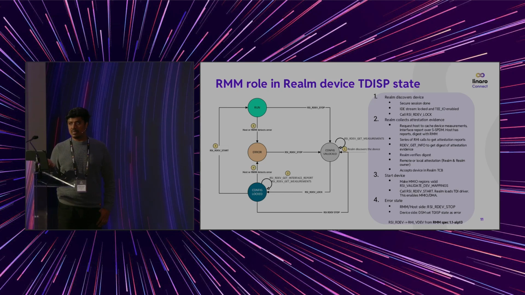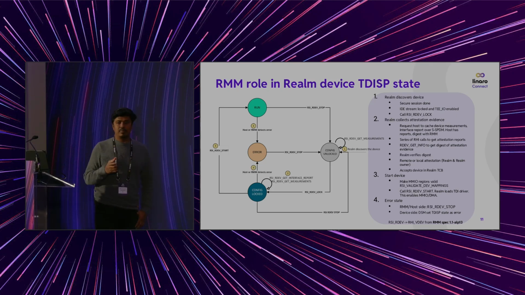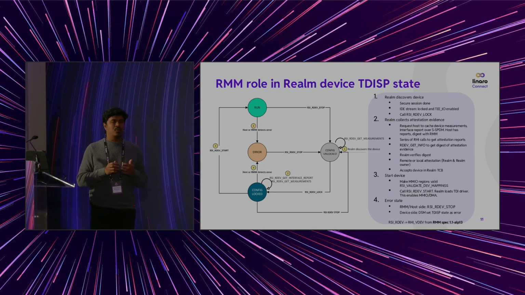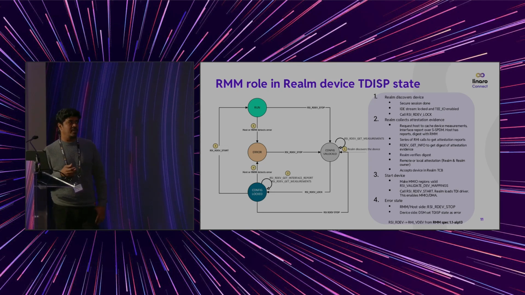Upon receiving these commands, the realm gets the complete device attestation blob. The reason why it is kept in the non-secure host is that the attestation blob can be huge in size. The certificate can be 64K, the measurements can be 64K to a few megabytes, and the same thing goes with the interface report.